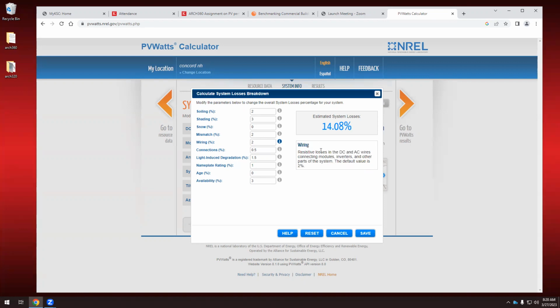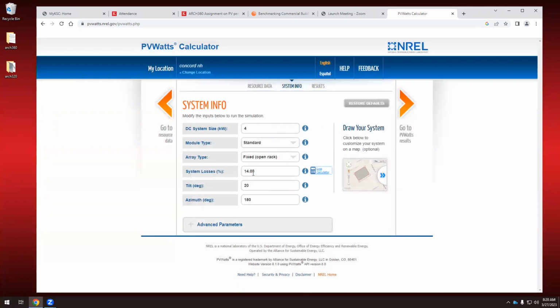Wiring, yes, so we need wires. Every time we have a wire, every time we transport energy from one place to another, we have some losses. 2% is acceptable. Connections, the same thing. Every time we connect something to something, we have some losses. So these are different parameters that can affect the system efficiency. So we have this 14% of losses by default.